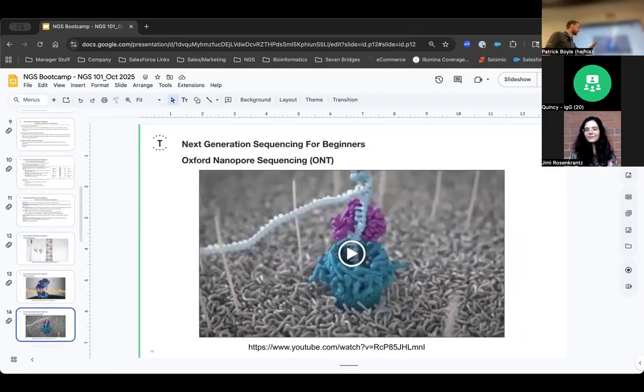ONT is the one that I'm not going to go too much into, but essentially instead of flashing a light every single time it hits a base, it goes through this pore. It's a physical opening on this really tiny molecular membrane. It funnels the DNA through and tests electrical charge as it's going through. And as it's going through the pore, it'll say, hey, it has this kind of electrical profile, so it must be an A.